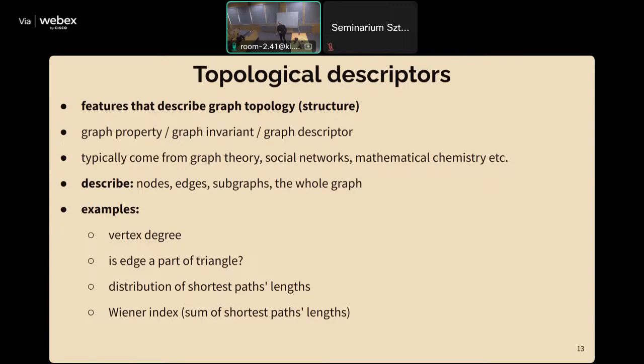Or, for example, you can have a distribution of shortest path lengths. So you, for example, can have a descriptor which is not a single value, but rather a whole range of values.